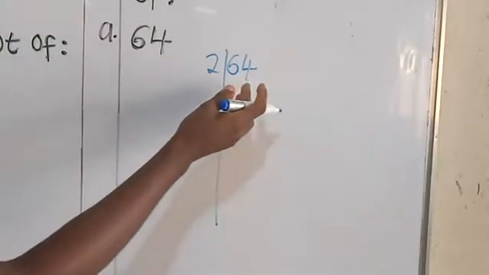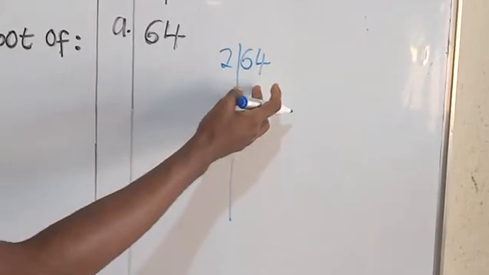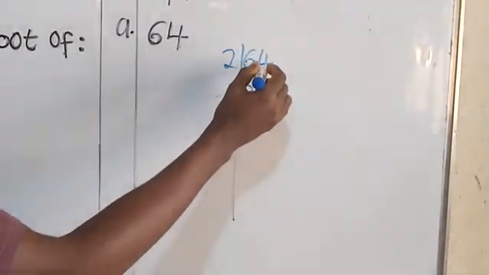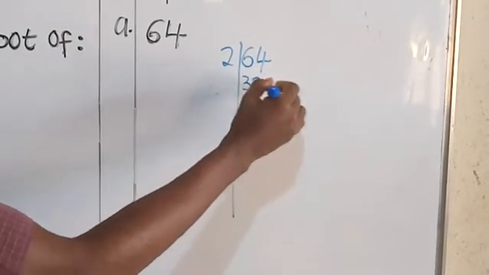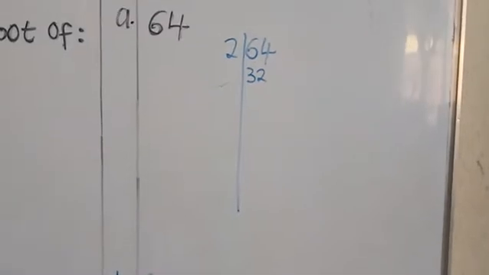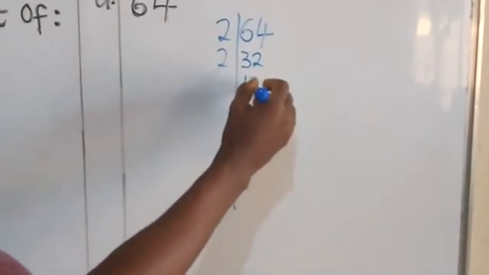Now, you might think this is a big number and it might be difficult for you to divide. So you can decide to break it down. 6 divided by 2 will give us 3. 4 divided by 2 will give us 2. So you see how we've done that. Now 32 is also an even number, so we continue to use 2. 32 divided by 2 will give us 16.